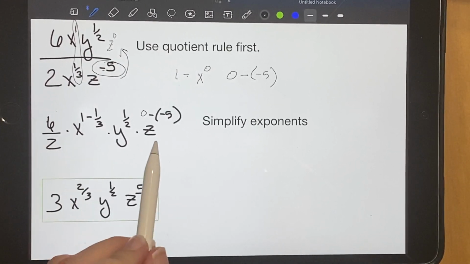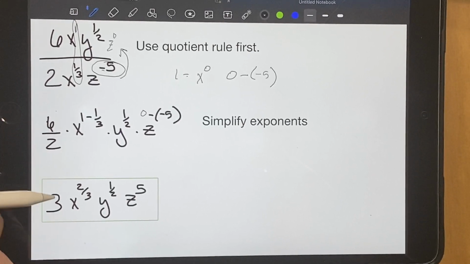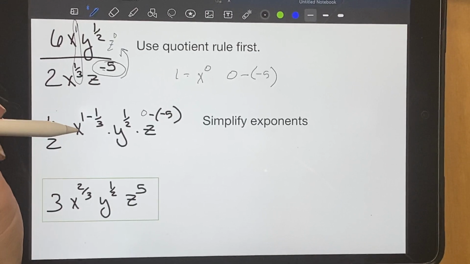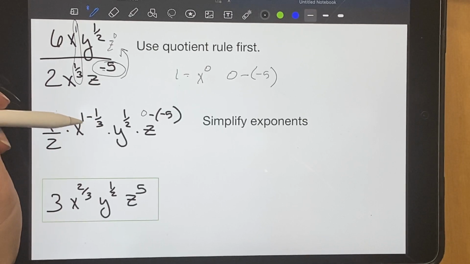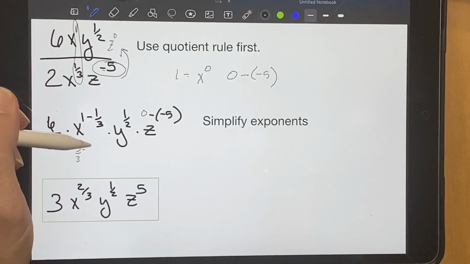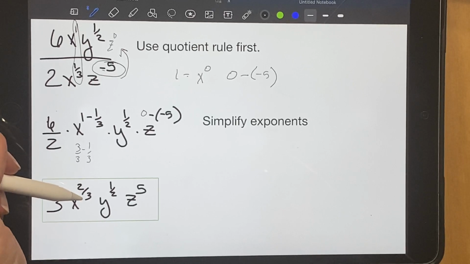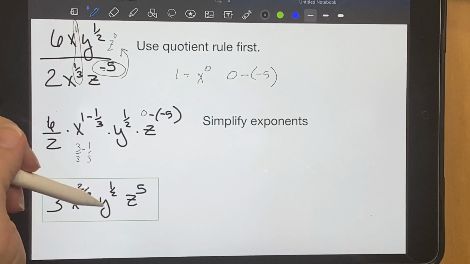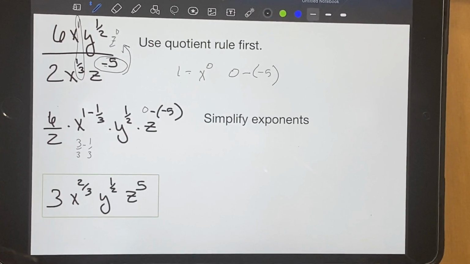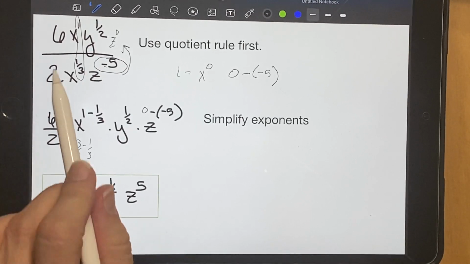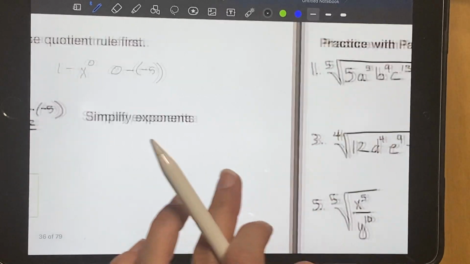So now we've got our different parts and we're going to simplify. So 6 divided by 2 gives us 3. X to the 1 minus 1/3, so 3/3 minus 1/3 gives me 2/3, so that gets to stay the same. My y to the 1/2 stays, and my z has now become a positive 5. So that's how we would simplify a quotient. Okay.